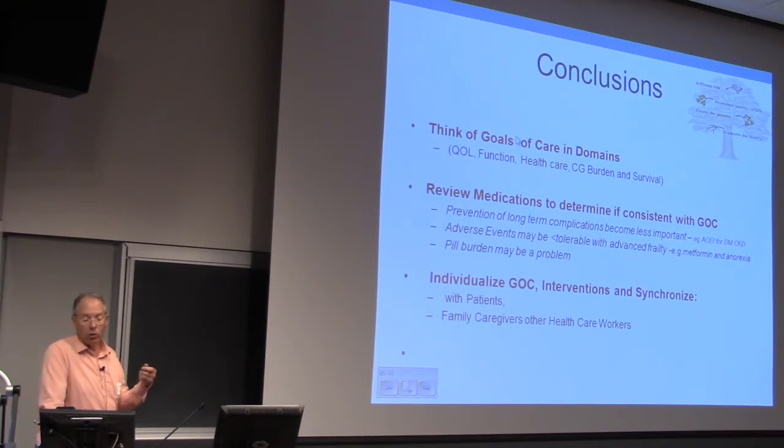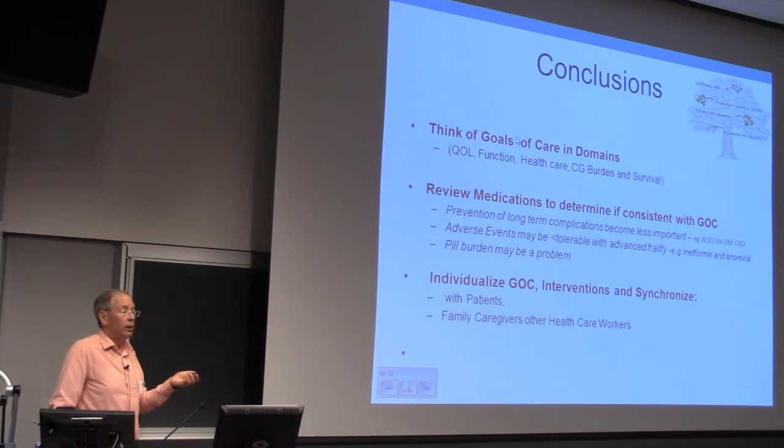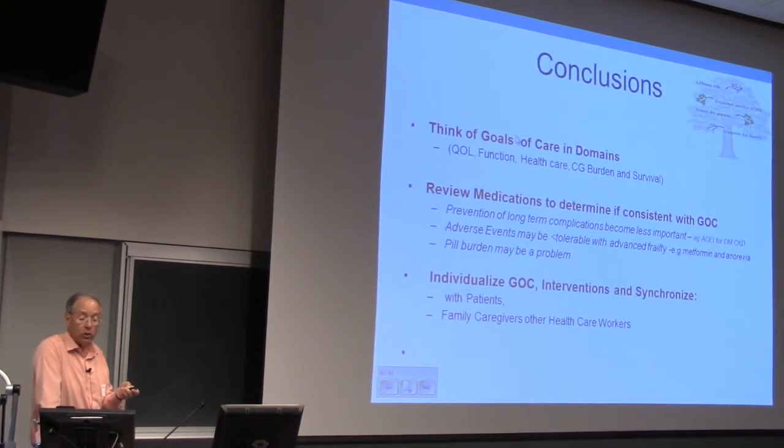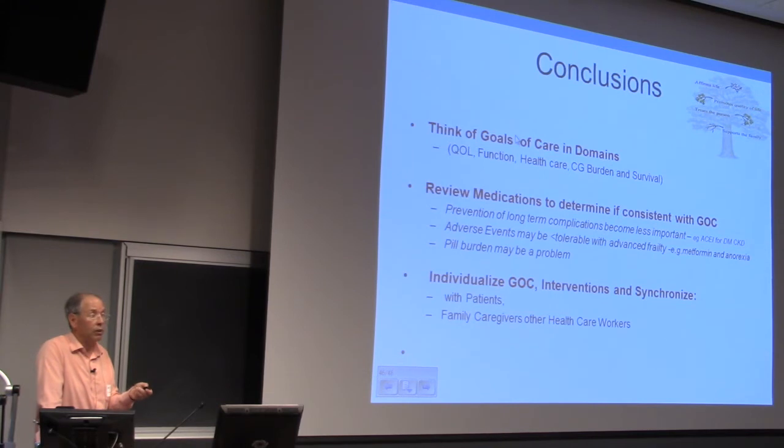Similarly, anything that's causing an adverse effect and is not tolerated by people, think about metformin. It causes severe anorexia in some people, and nausea. And their quality of life is being diminished because they want to enjoy their food, but they don't enjoy it anymore. So think about the trade-offs that you need to make. Individualize the goals of care, the interventions, and synchronize them with the patients and the care team, healthcare workers, and family caregivers.